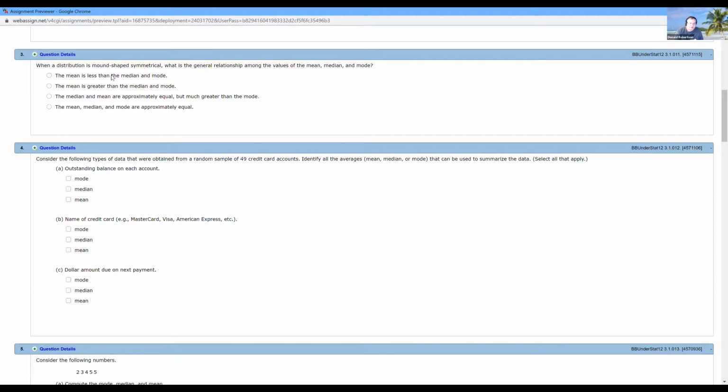Is the mean less than the mode and the median? Is the mean greater than it? The median and the mean are approximately equal, or the mean, median and the mode are approximately equal. So I guess we've got a choice here, so I'm picking that one.